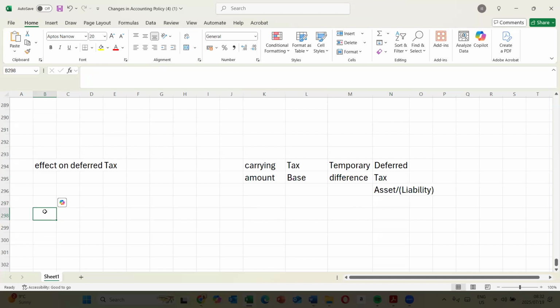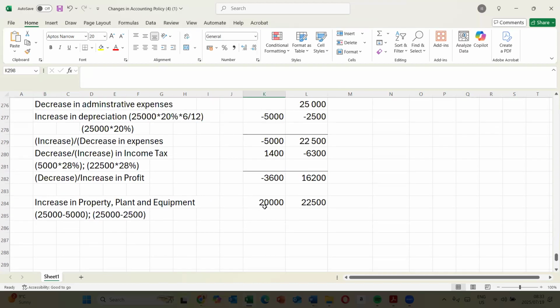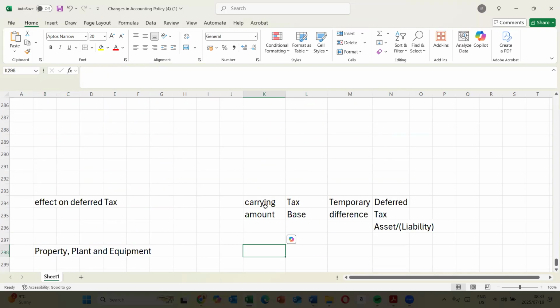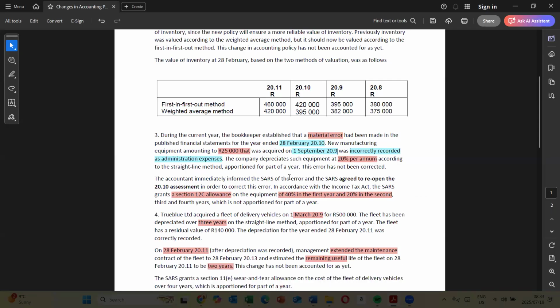So we have property, plant, and equipment, or you can just name the name of the property, plant, and equipment item that you have. So what is the carrying amount of your PPE item? So in 2011, your PPE is sitting at 20,000, all right? Let's see what is the tax base. So SARS is granting you how much?